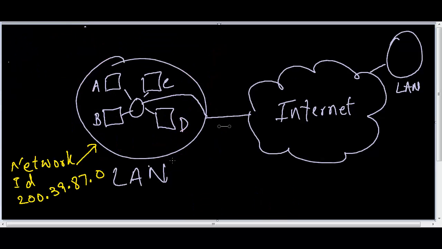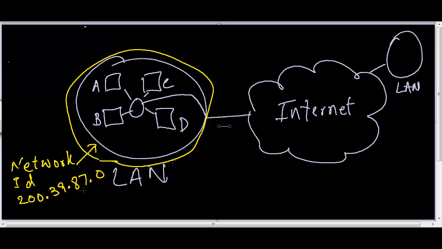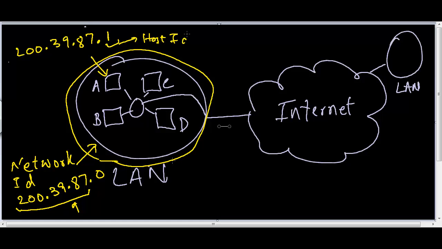Okay, so let's assume that the network ID of this local area network is 200.39.87.0. So what can be a possible IP address of computer A? Well, the network ID is going to be the same, so this part is going to stay the same. So it's going to have 200.39.87, and this can have .1, right? So this would be the host ID, and this part here is going to be the network ID.